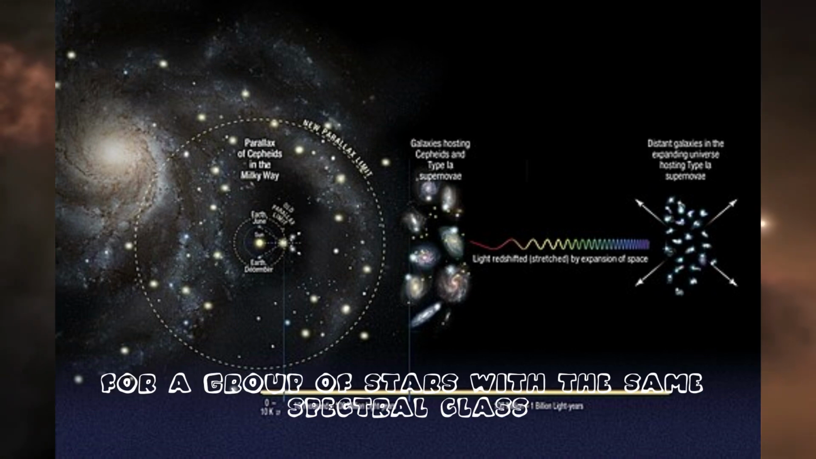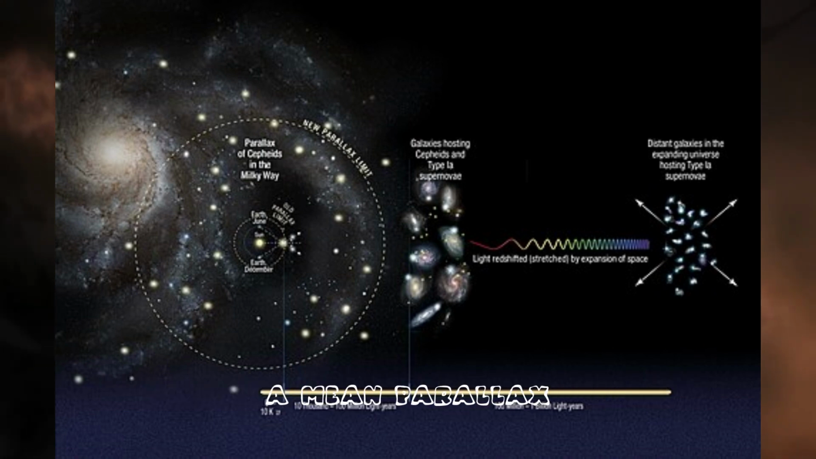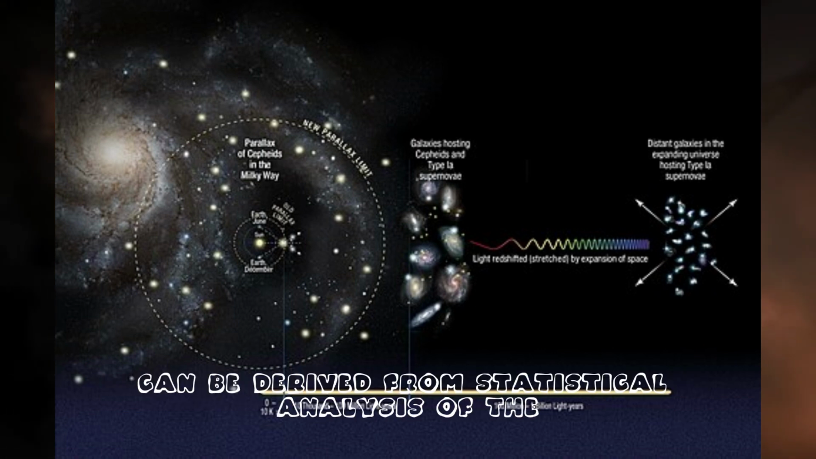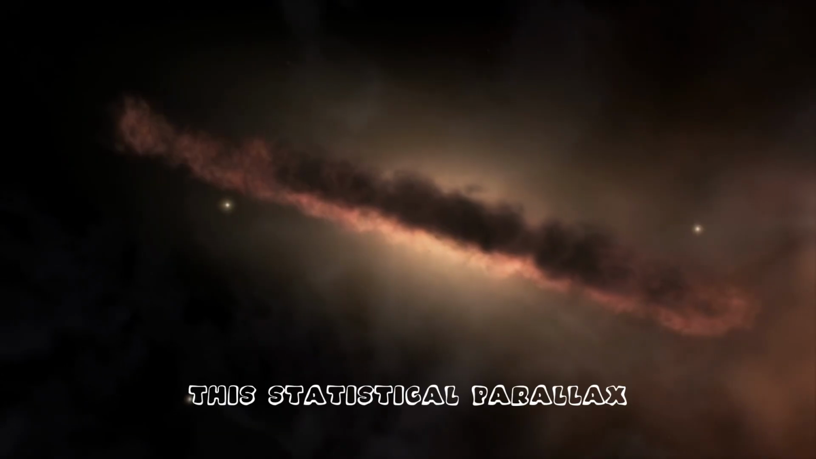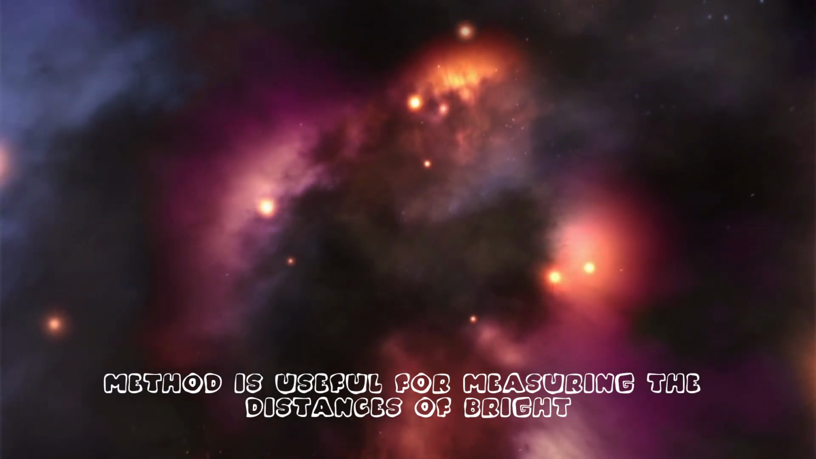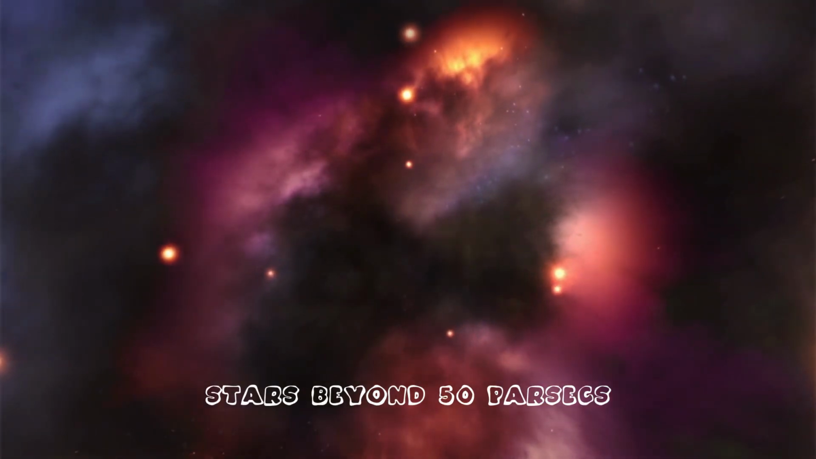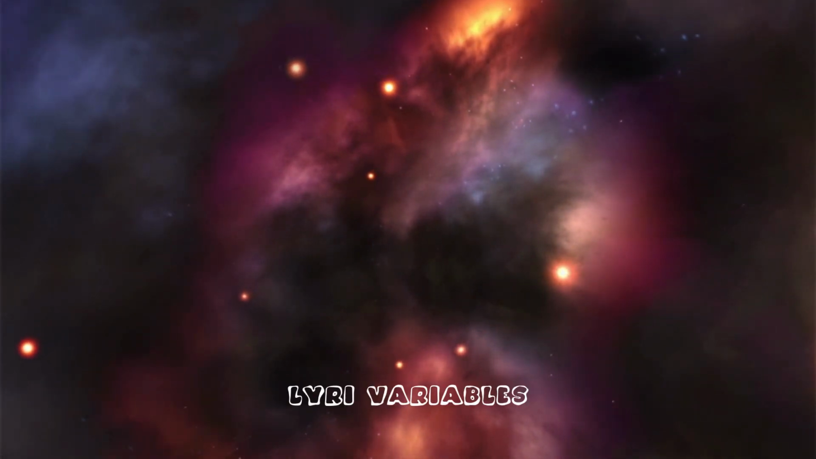For a group of stars with the same spectral class and a similar magnitude range, a mean parallax can be derived from statistical analysis of the proper motions relative to their radial velocities. This statistical parallax method is useful for measuring the distances of bright stars beyond 50 parsecs and giant variable stars, including Cepheids and the RR Lyrae variables.